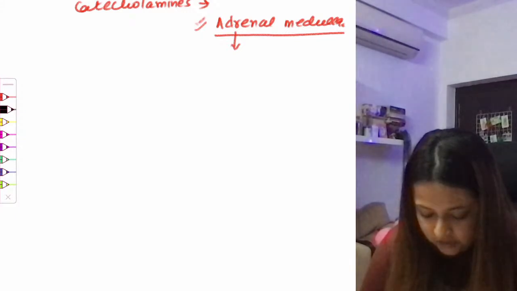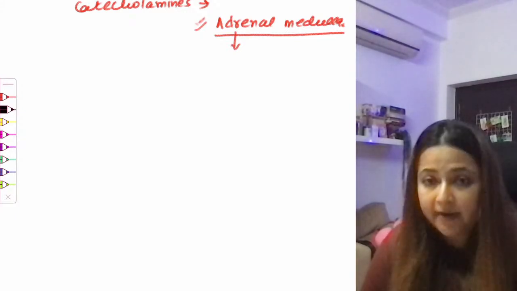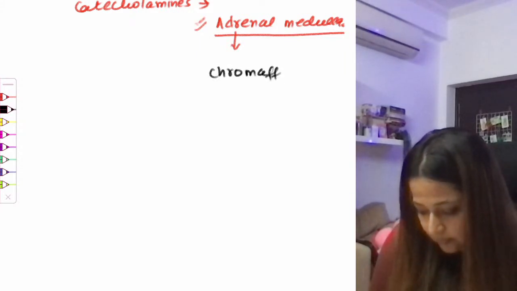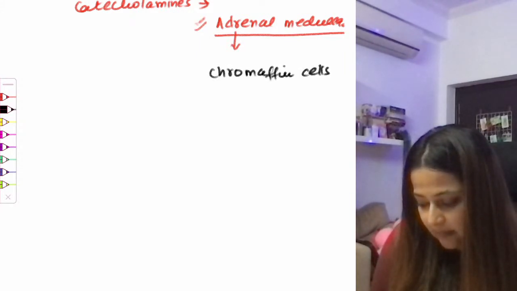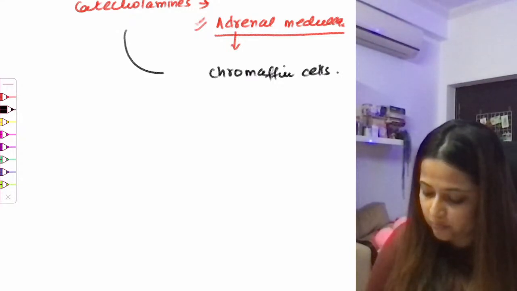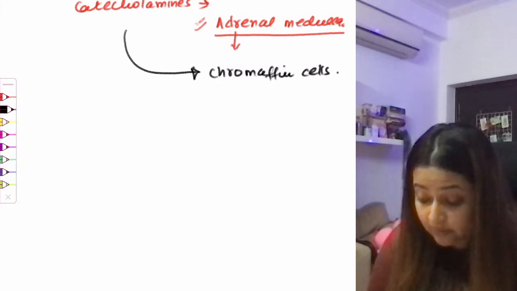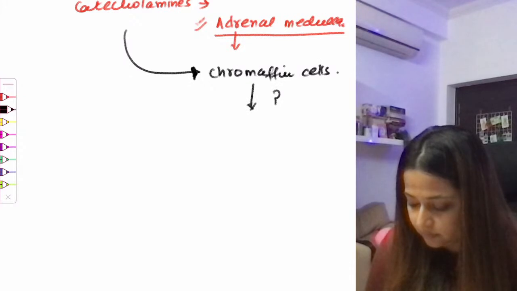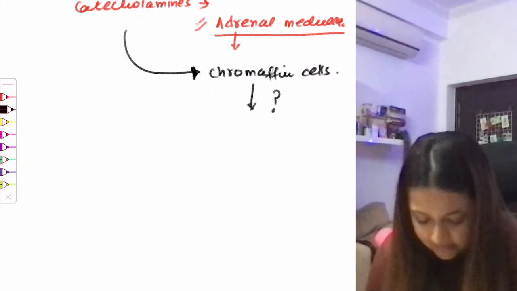Anyone? Which cells? Sachi, yes, you gave the right answer. These cells are known as chromaffin cells. The chromaffin cells in the adrenal medulla make the catecholamines. Next question, who stimulates the chromaffin cells to release the catecholamines? Who is stimulating these chromaffin cells?